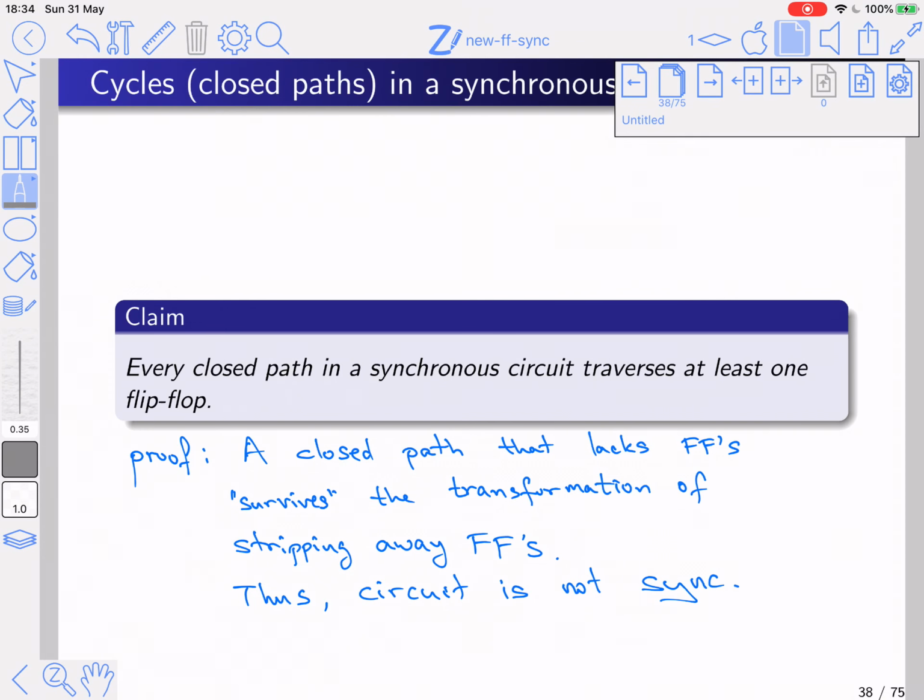Well, assume for the sake of contradiction that I have a circuit in which I have a closed path that doesn't traverse any flip-flop. So the closed path that lacks flip-flops survives the transformation of stripping away the flip-flops. That means that the directed graph that corresponds to C prime, the circuit I obtain after having stripped away the flip-flops, will contain a closed path, and therefore it is not combinational, and therefore the original circuit is not synchronous. And that completes the proof. Okay.